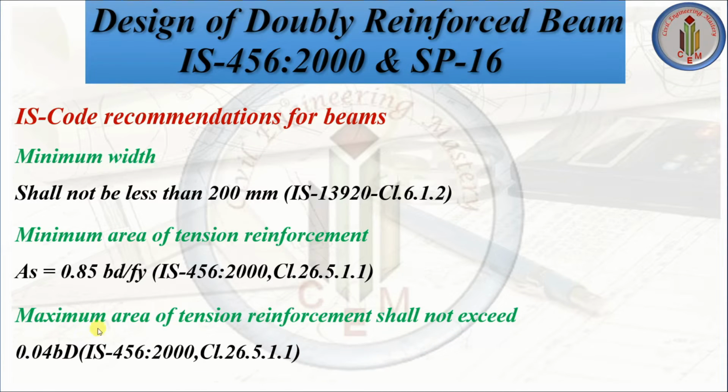And next one is the maximum area of tension reinforcement. The same way we checked the minimum area, we have to check the maximum area also. The maximum area of tension reinforcement shall not exceed 0.04 bd. That is also given in IS 456:2000.